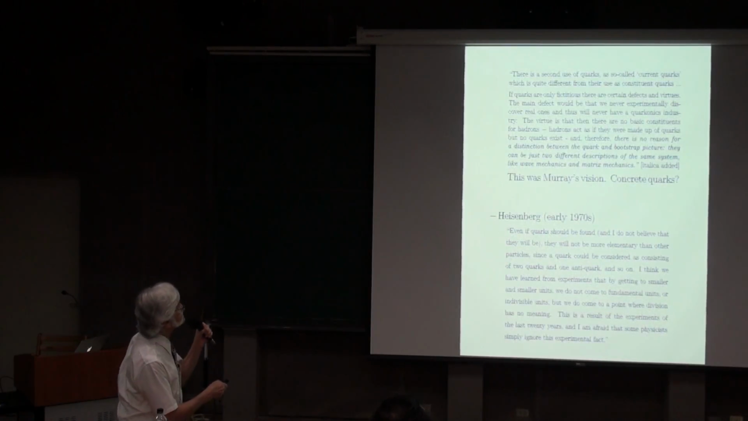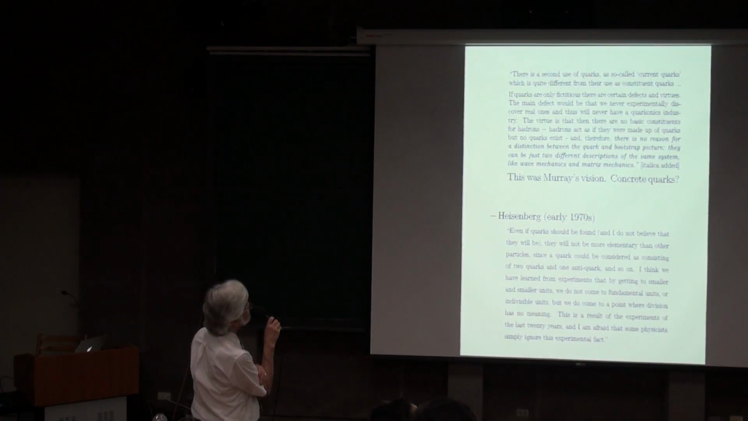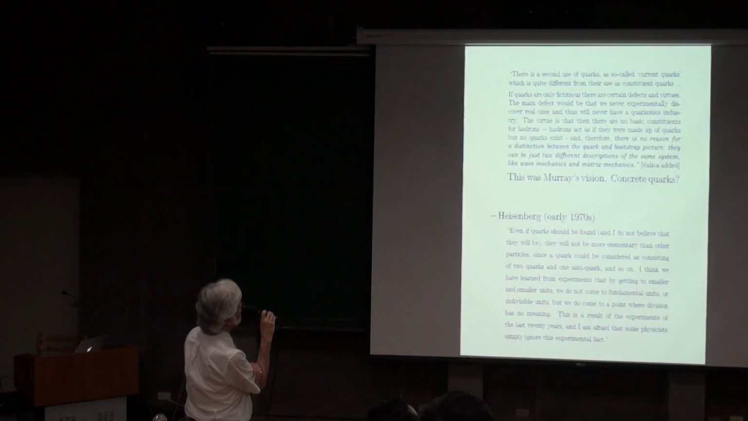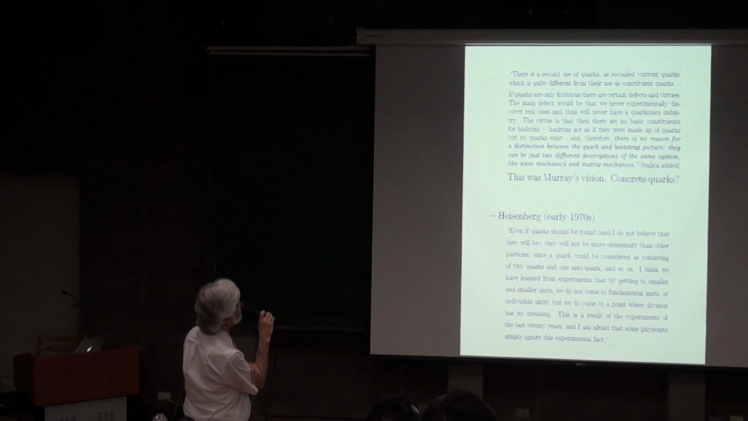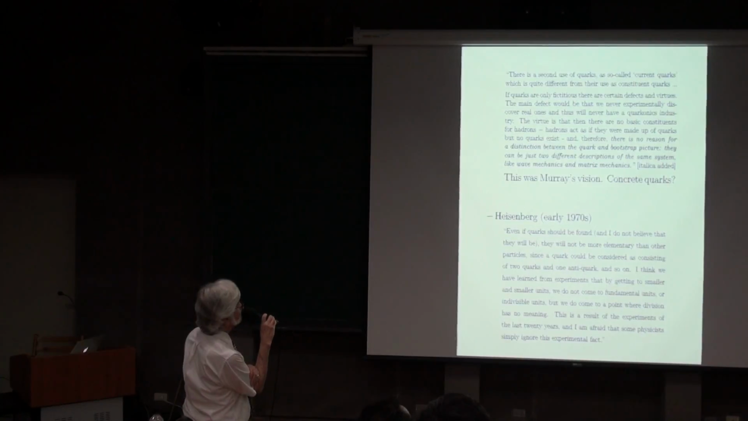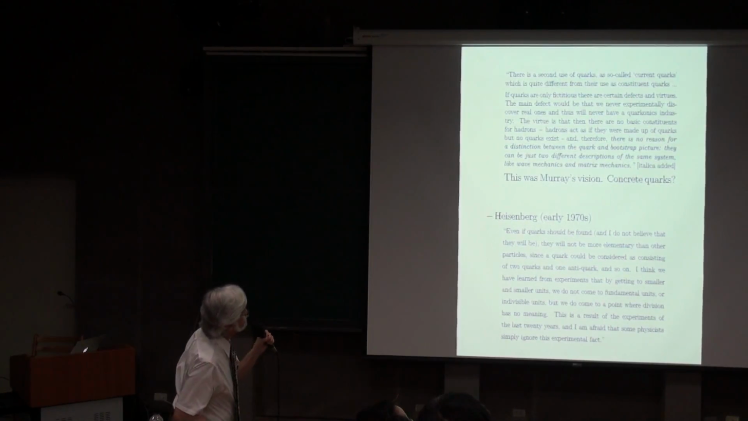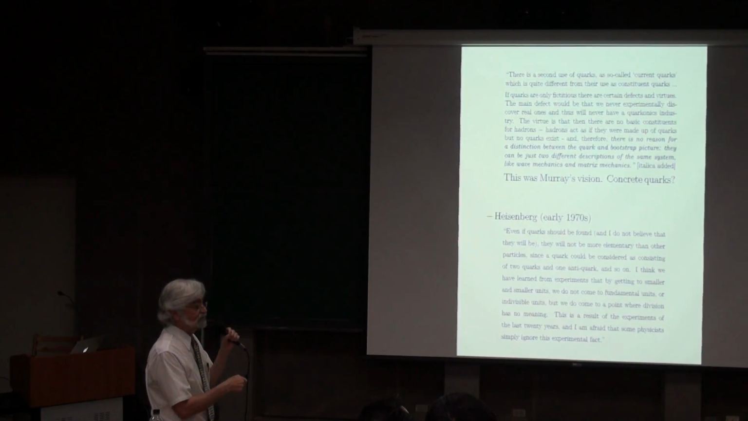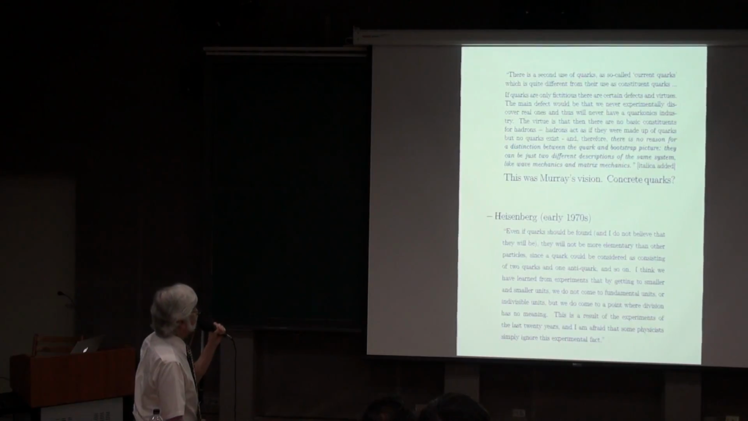And that was also a mischaracterization. He says, "There is a second use of quarks as so-called current quarks, which is quite different from their use as constituent quarks. If quarks are only fictitious, there are certain defects and virtues. The main defect would be that we never experimentally discover real ones, and thus will never have our quarkonics industry. The virtue is that then there are no basic constituents for hadrons. Hadrons act as if they were made up of quarks, but no quarks exist. And therefore, there is no reason for a distinction between the quark and bootstrap picture. They can be just two different descriptions of the same system, like wave mechanics and matrix mechanics." So this was Murray's vision, and there really isn't any discussion of this idea of concrete quarks, which combines both the idea of constituent quarks as well as current quarks.